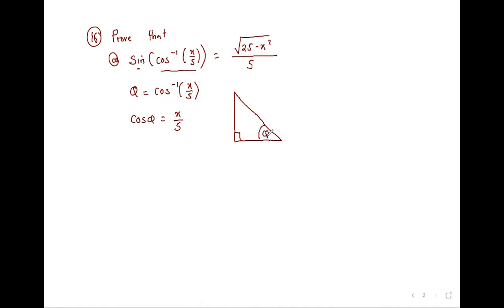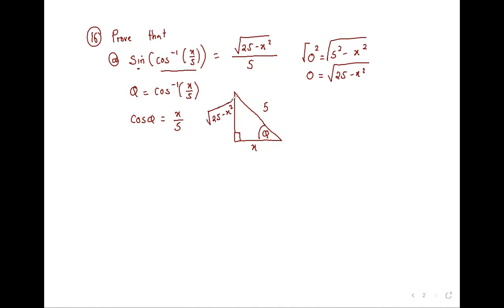Cos is adjacent over hypotenuse. So from the Pythagoras theorem, to find the opposite, we need to get hypotenuse squared minus adjacent squared. So opposite is going to be the square root of 5 squared, which is 25, minus x squared. So this is root 25 minus x squared.